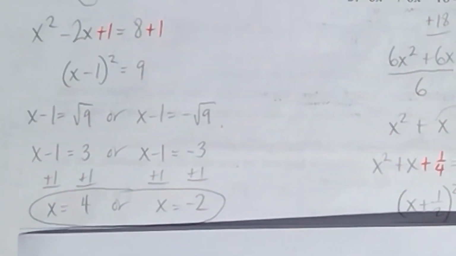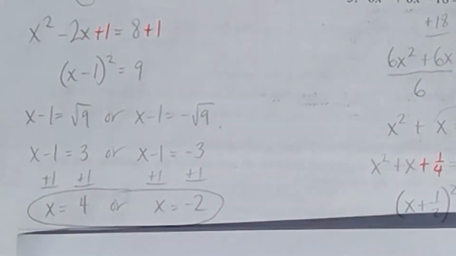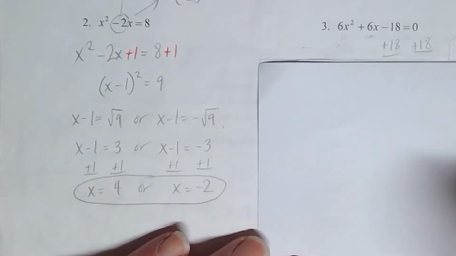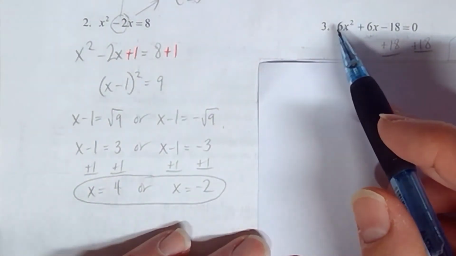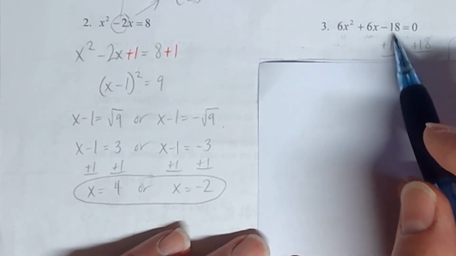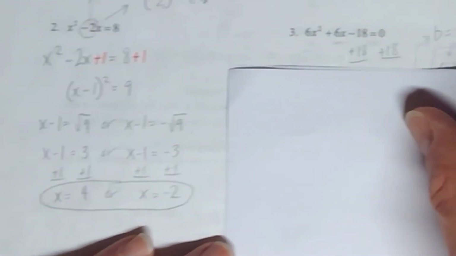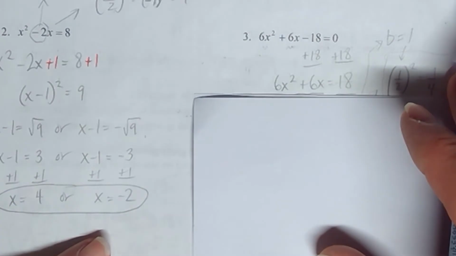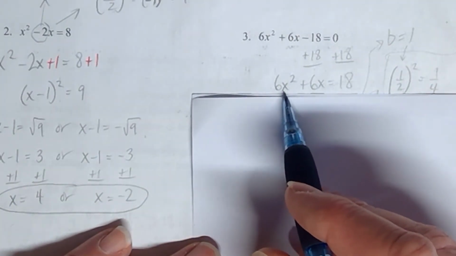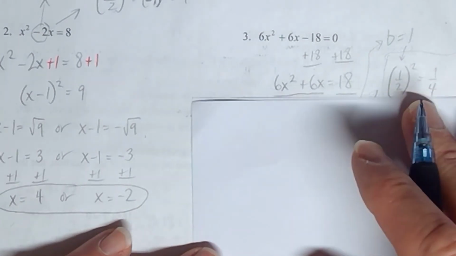And finally, number 3. Okay. We need to move the 18 over to the other side. As you guys now know, the x squared term and the x term need to be on one side. The term that doesn't have the variable in it needs to be on the other. So I move that over. I then need to get rid of the 6 in front of the x squared. I do that by dividing by the 6, like that.